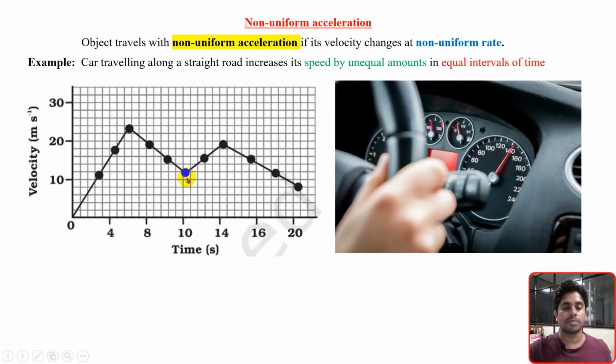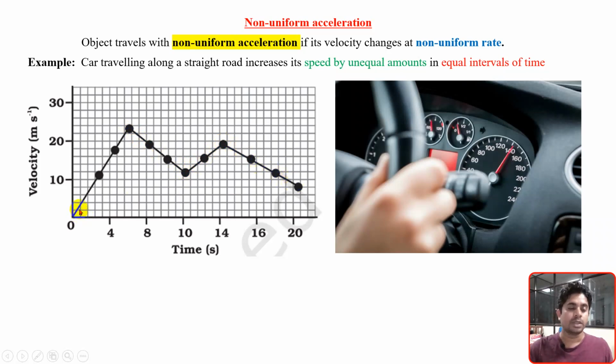As you can see in this graph, on the y-axis we have taken velocity, and on the x-axis we have taken time. Whenever I plot velocity versus time, we know acceleration is change in velocity divided by time. Here, from here to here, velocity has increased. From here to here, velocity has decreased. From here to here, it has increased. From here to here, it has decreased.